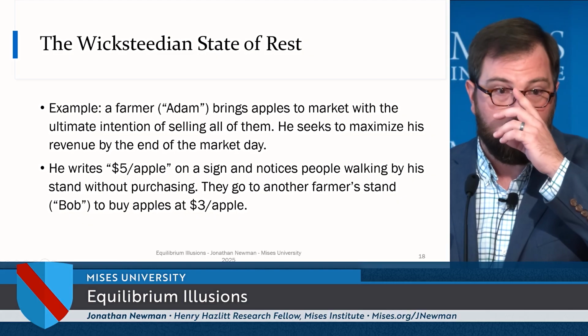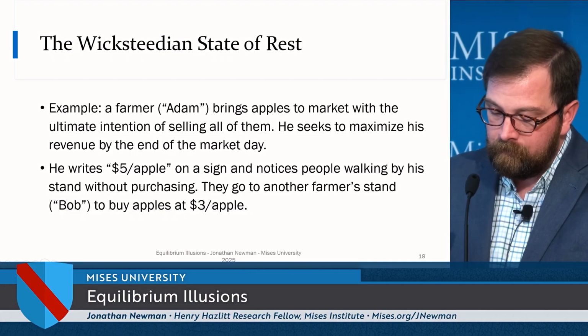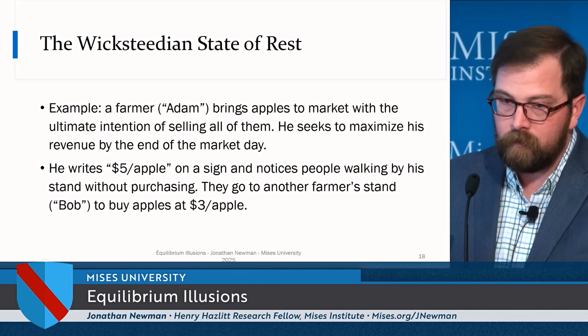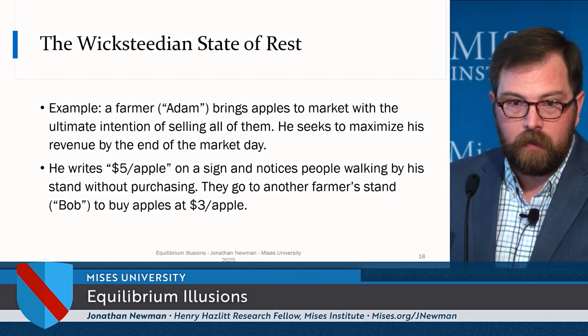Okay, so here's an example. I'll walk through an example with you. There's a farmer named Adam. He brings his apples to market with the ultimate intention of selling all of them. He wants to get rid of his inventory. He seeks to maximize his revenue by the end of the market day.